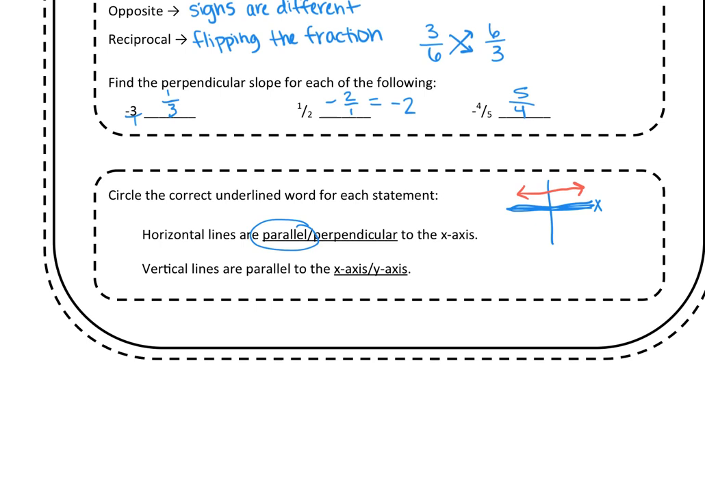The second statement says vertical lines are parallel to the x-axis or the y-axis. So again, we're going to draw a picture here so we know what's going on. They're talking about vertical lines, so this time we're looking at a line going up and down. And they want it parallel, so we're looking for the line that's going in the same direction. So that's going to be this line going up and down here. The line going up and down is always your y-axis. So our answer here, vertical lines are parallel to the y-axis.